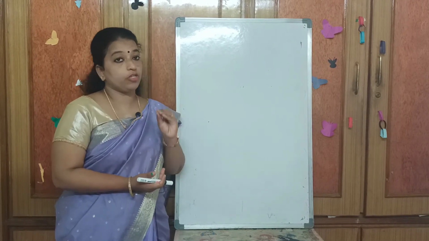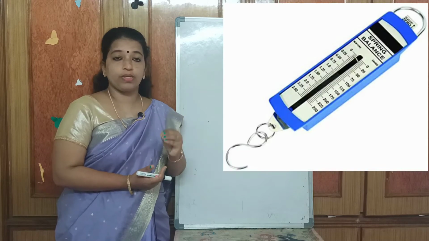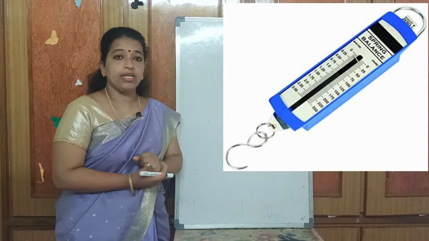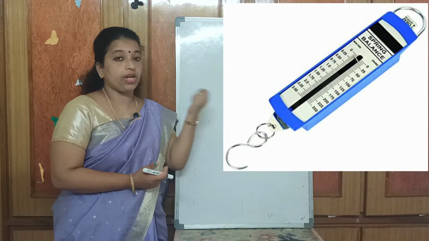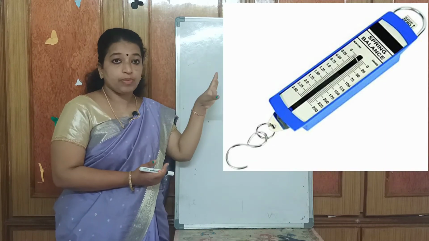So you already know about spring balance, right? What is the use of spring balance? Spring balance is used to measure the weight or force of an object. So this is a picture of a spring balance. Some scales are mentioned there, and one hook is there to drag the object, and one hanger, and one pointer. So this is a spring balance.